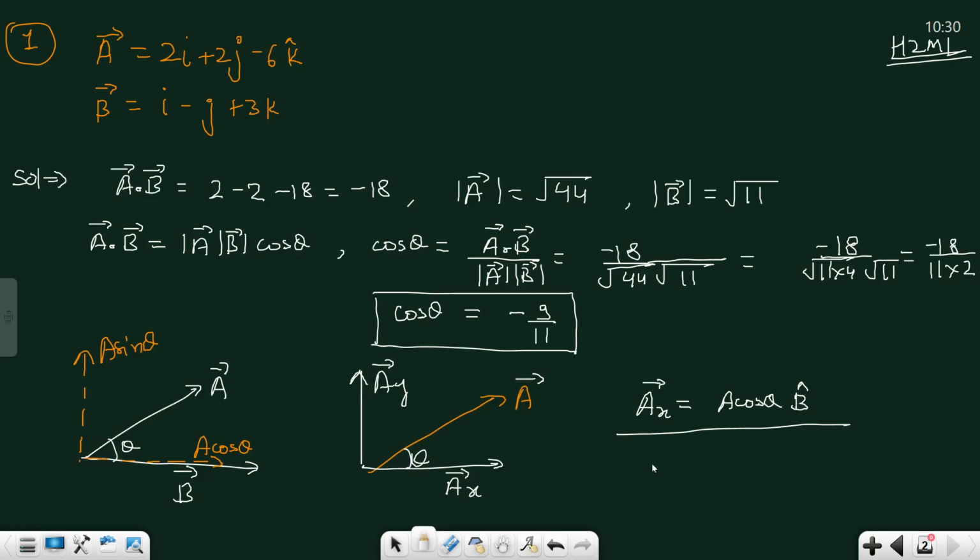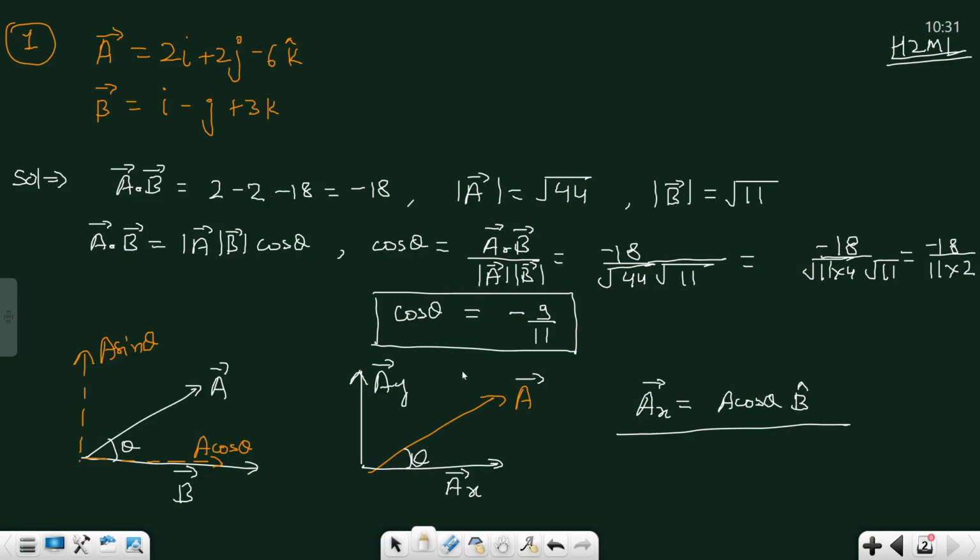Yes, sir. Could you please explain it again? Beta, when you have to find this AX part, first you need to find this A cos theta, the magnitude. A vector is composed of two things: one is magnitude and one is direction. So direction is along B, so you will multiply it with the unit vector of B, and the magnitude is A cos theta. When you multiply the magnitude with the direction, you will get AX. Clear? Okay.